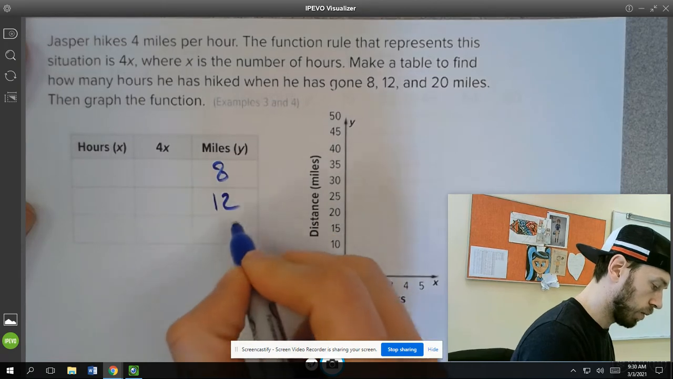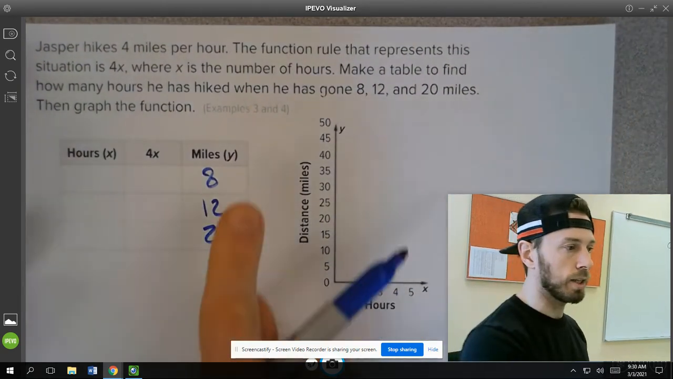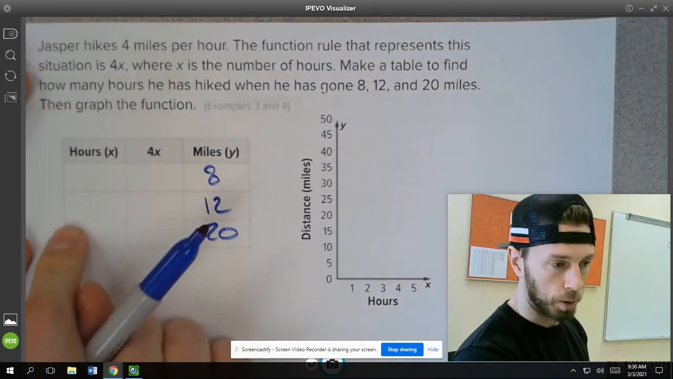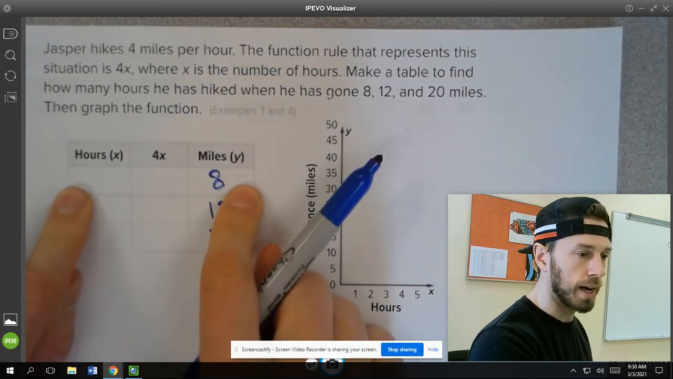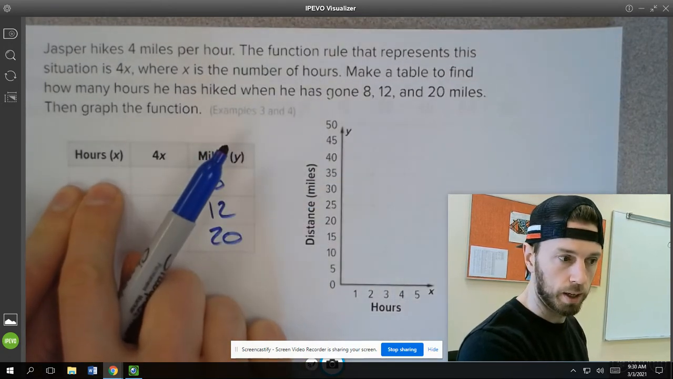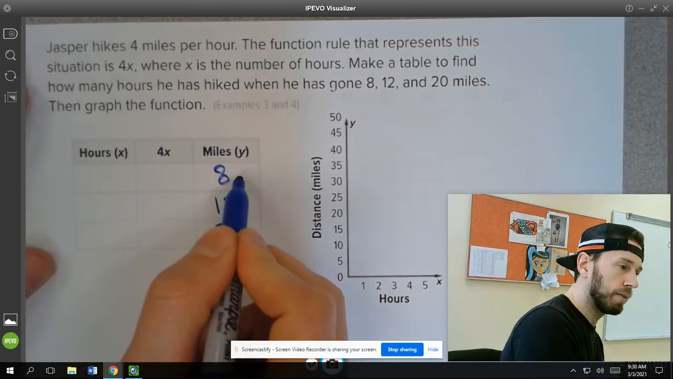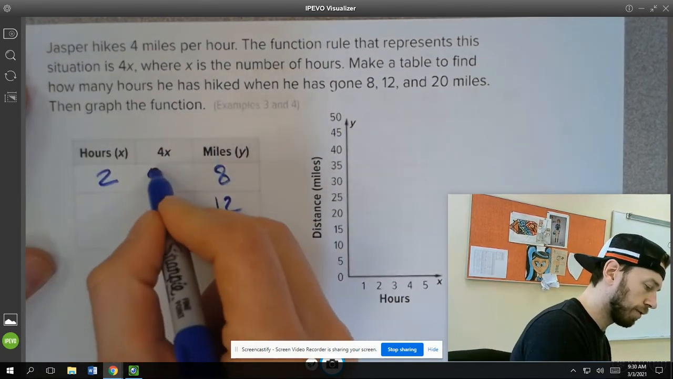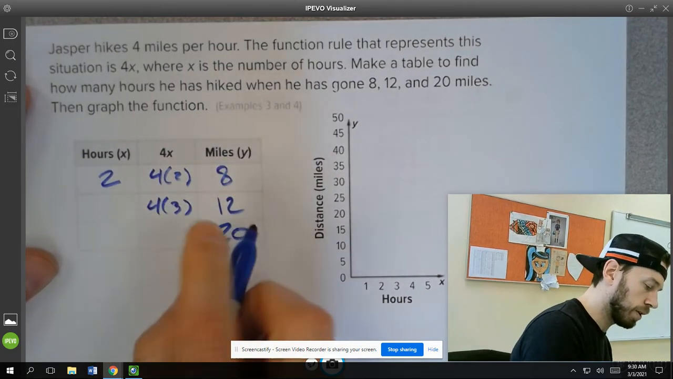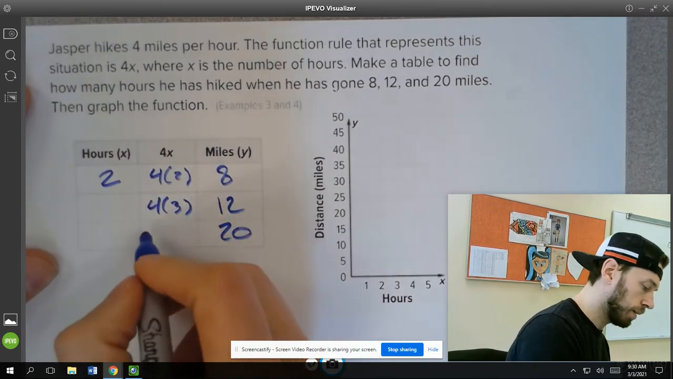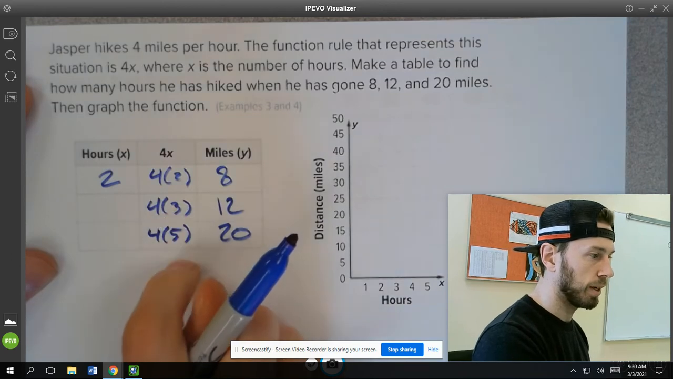8, 12, and 20. Now this one is kind of cool because it works backwards, right? It actually gives us the output, but we have to figure out the input, right? So if something right here times 4 gives us 8, then we're trying to figure out how many hours that would be. So we could work backwards, right? So what times 4 would give us 8? That's 2, right? 4 times 2 would give us 8. What times 4 would give us 12? Well, 4 times 3 would give us 12. And what times 4 would give us 20? 4 times 5 would give us 20, which means that our inputs are 2, 3, and 5.